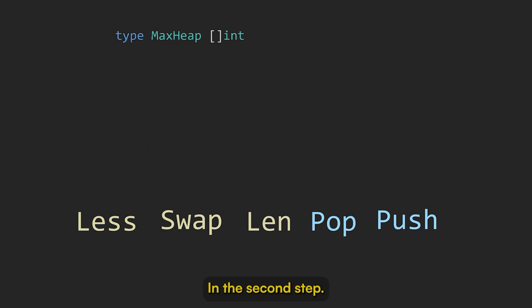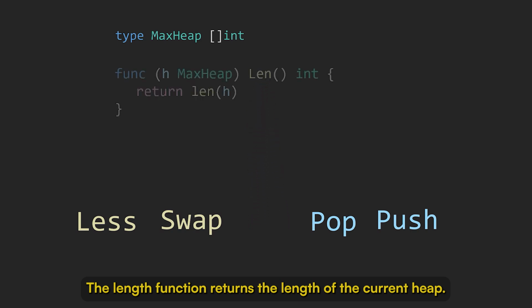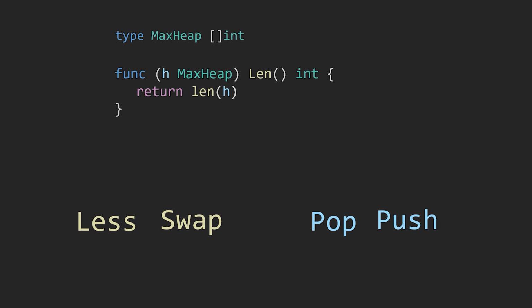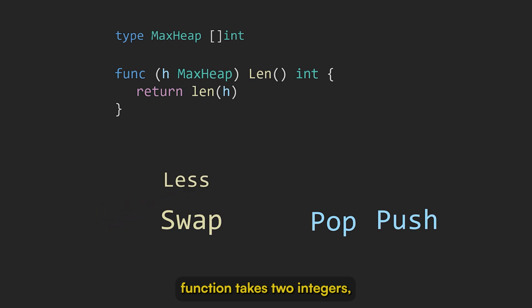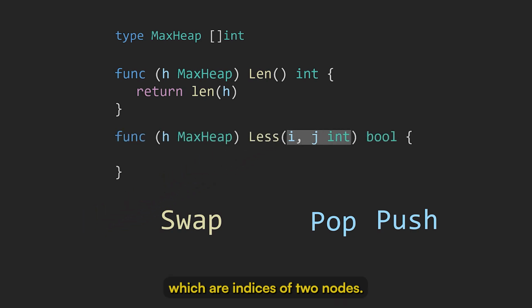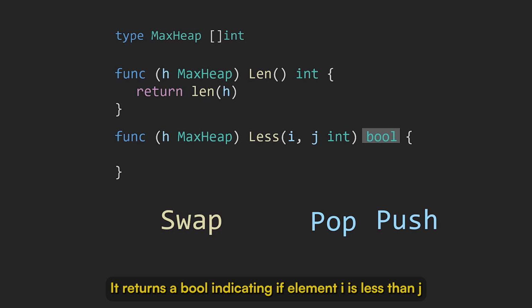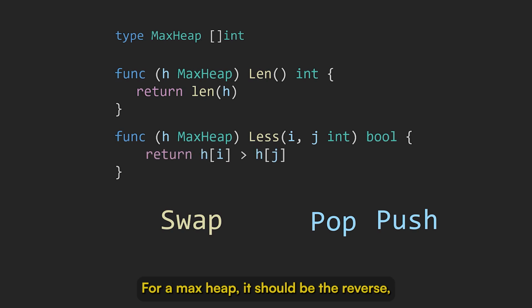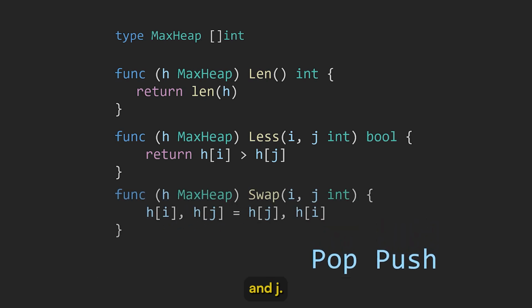In the second step, we define all the methods one by one. The len function returns the length of the current heap. So here we return the length of the h directly because the underlying type is a slice. The less function takes two integers which are indices of two nodes. It returns a bool indicating if element i is less than j or not. For a min heap, h of i should be less than h of j. For a max heap, it should be the reverse. And the swap function should just swap the values at i and j.